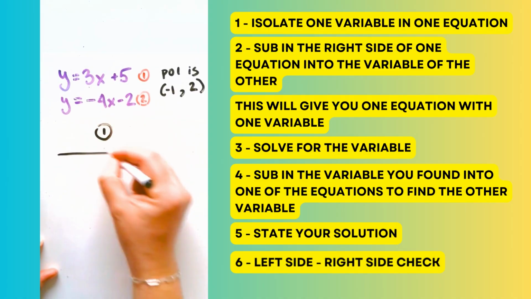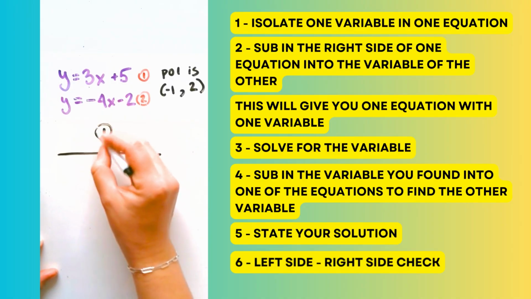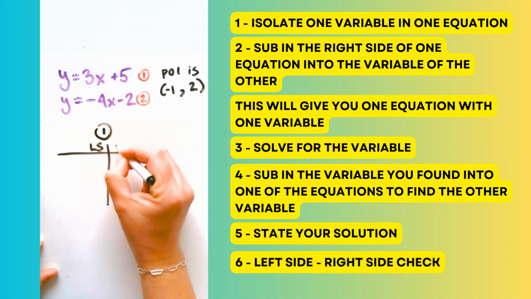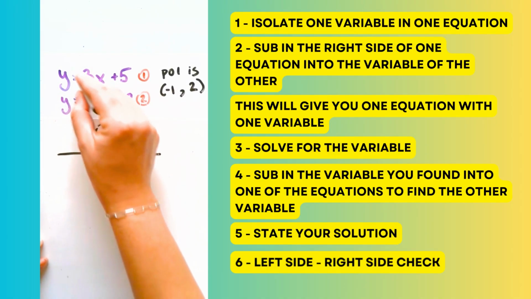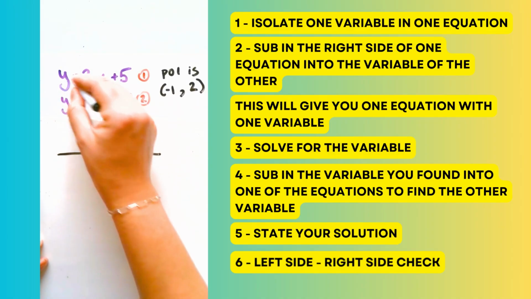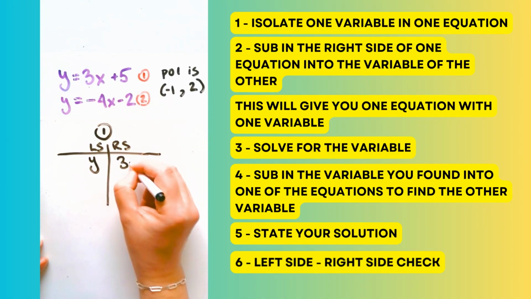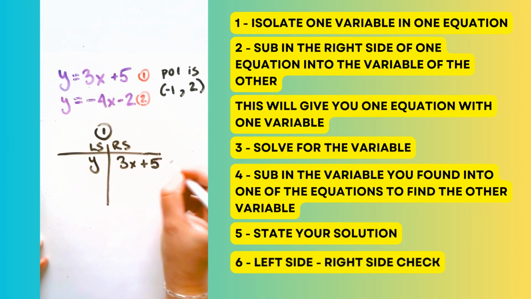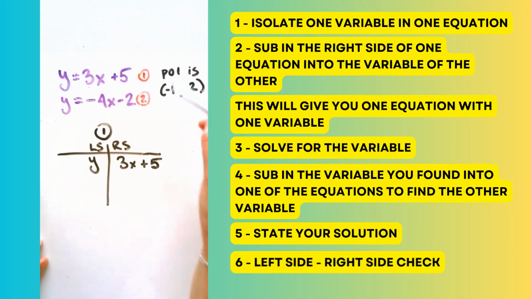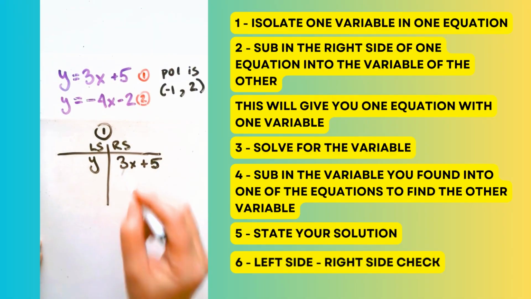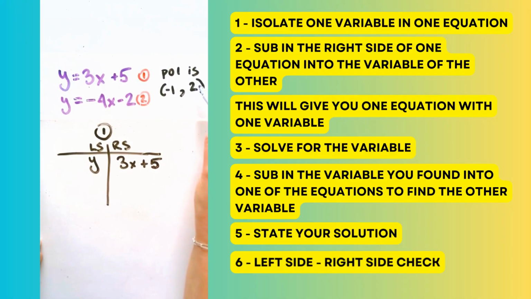You do a little chart. You don't really need to go all the way like this, but I like to put LS for left side and RS for right side. And you write out the left side of the equation, here it's just y, and the right side of the equation, 3x plus 5. Now, this might seem like overkill with these equations that are already simplified, but sometimes you're going to have a more complex equation.